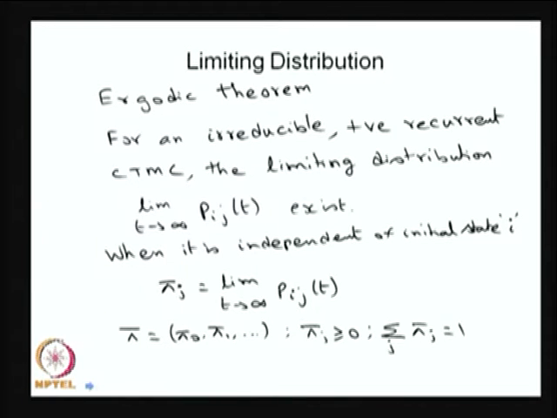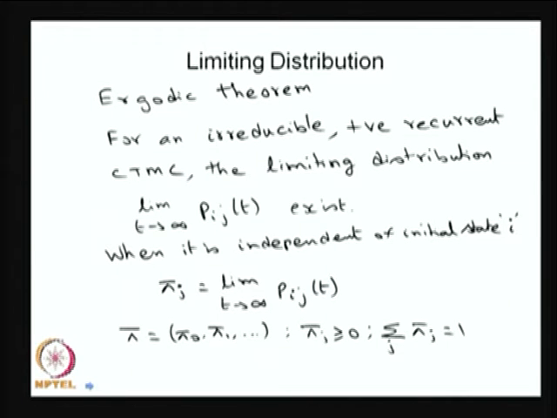Then the limiting distribution always exists. It need not be independent of the initial state. Suppose it is independent of the initial state, then I can write the limiting probability Pij(t) as pi j, since it is independent of i. Then I can form a vector, and since it is a limiting distribution, it is a probability distribution. Therefore, these probabilities are always greater than or equal to 0, and the summation of probabilities is going to be 1. It won't be defective, it won't be less than 1.